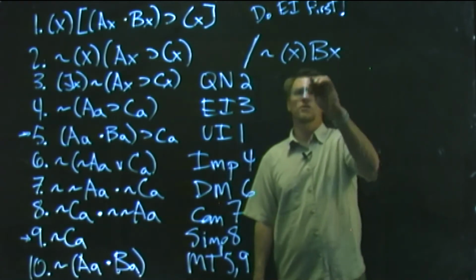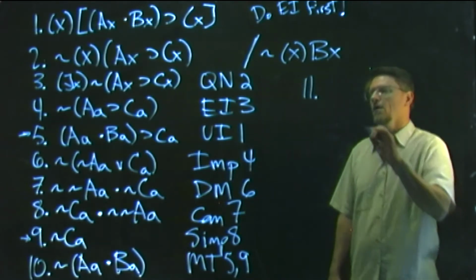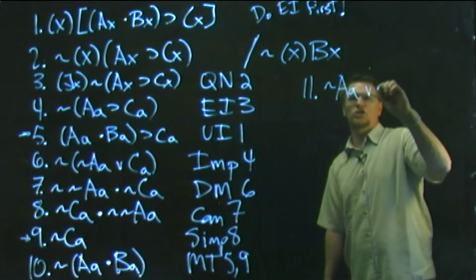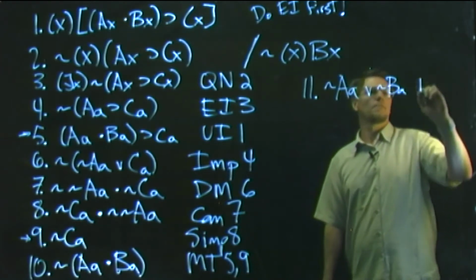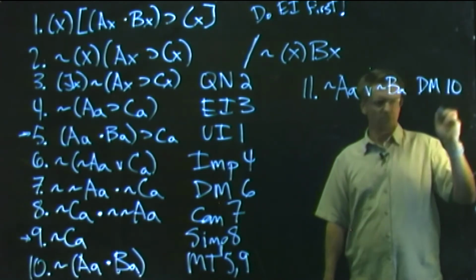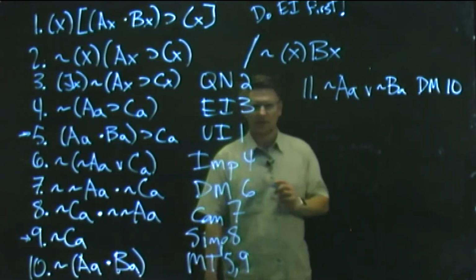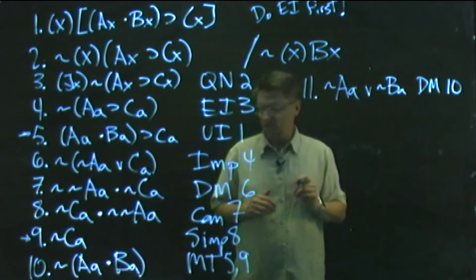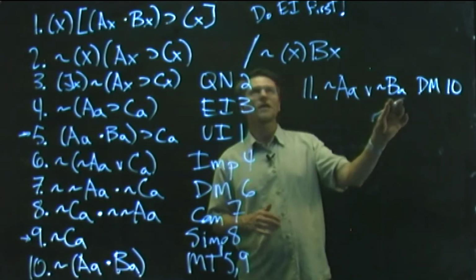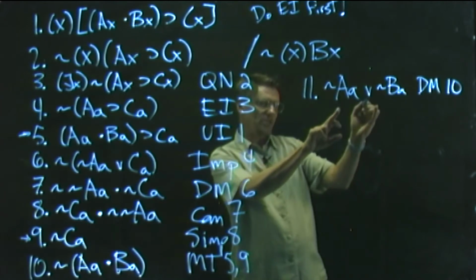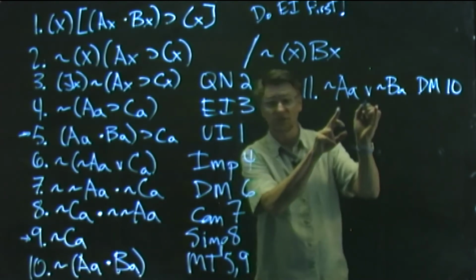And so let's continue here with line 11. We can get tilde AA wedge, tilde BA by De Morgan's on line 10, right? I'll try and squeeze in here where you can still see me. So how do we get the BA by itself? Well, wedge is the main operator. This is a setup for disjunctive syllogism.